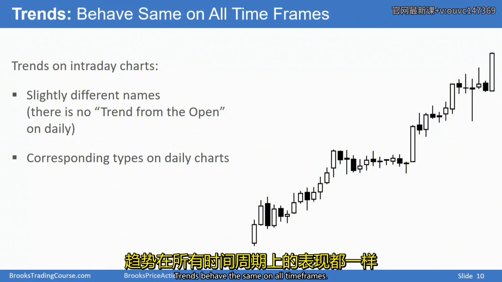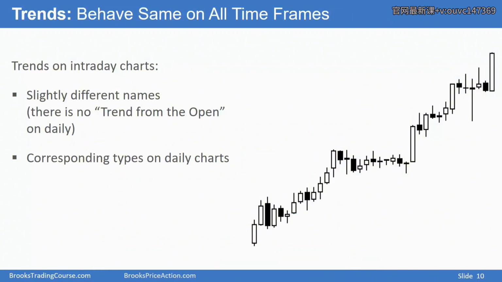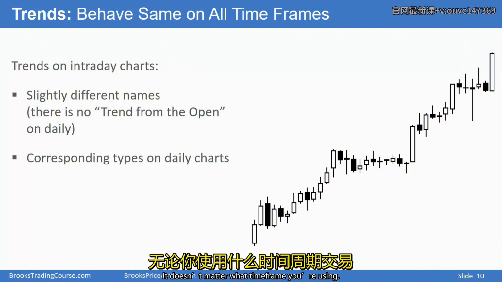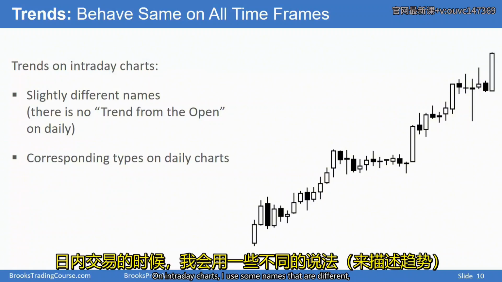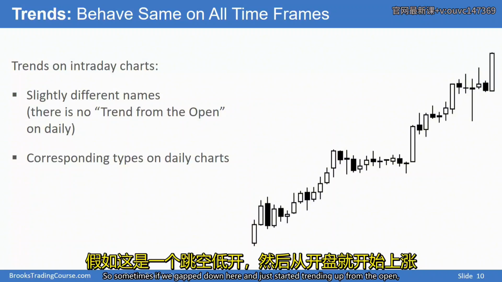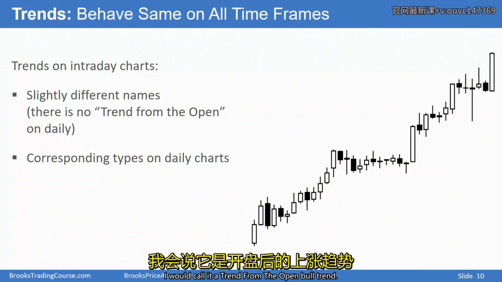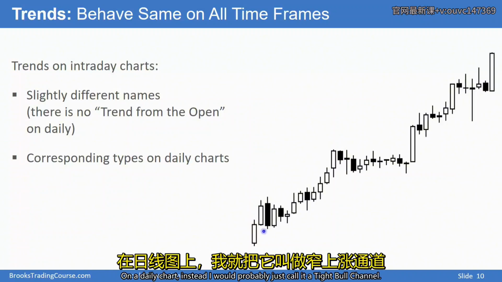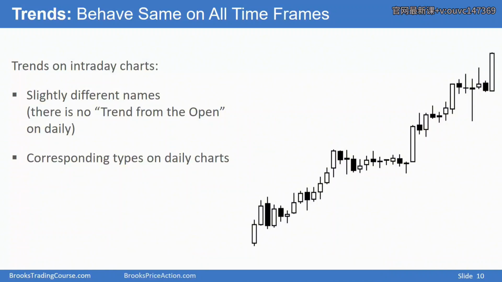Trends behave the same on all time frames, and it doesn't matter what time frame you're using. On intraday charts, I use some names that are different, but there are corresponding types on the daily chart. So sometimes if we gap down here and just started trending up from the open, I would call it a trend from the open, bull trend. On a daily chart, instead, I would probably just call it a tight bull channel.